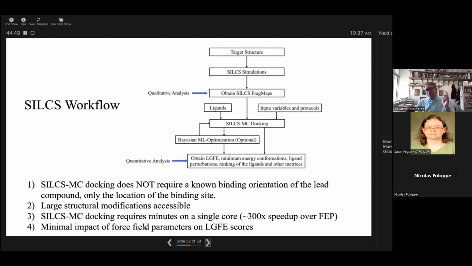We've made further improvements over FEP. Also, the impact of the force field is minimal because your free energy is based on the overlap of the type of atom with the FragMap, not on subtleties of the partial atomic charges and these types of things. In some ways this kills me to say because I'm a force field guy, but a lot of the limitations in force fields do not have as large an impact in the SILCS technology versus FEP, Poisson-Boltzmann, these types of things and so on.